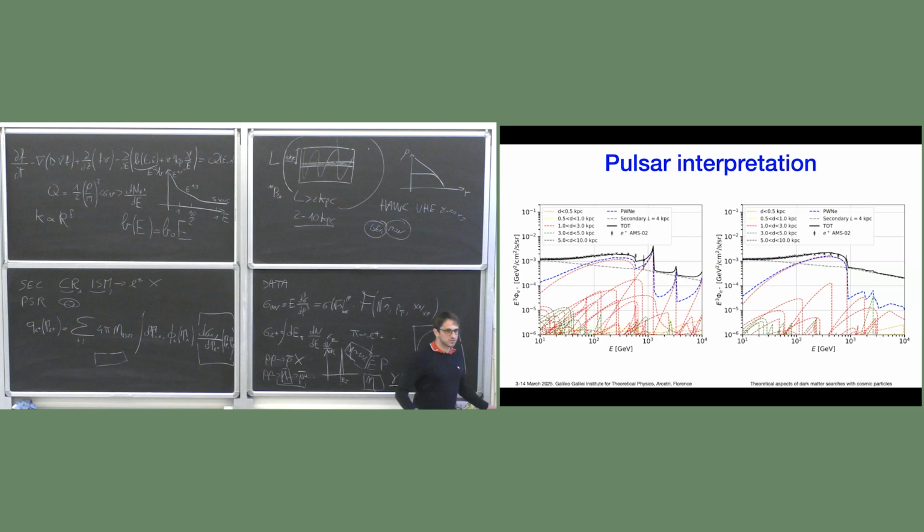Gamma ray observation of pulsars is telling us that pulsars accelerate positrons. And we can use more or less the same efficiency to fit the positron excess. Okay?